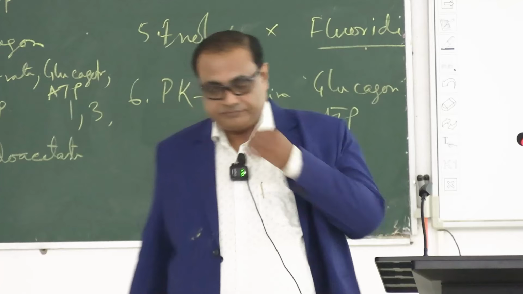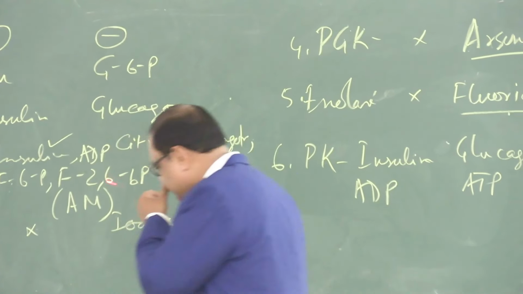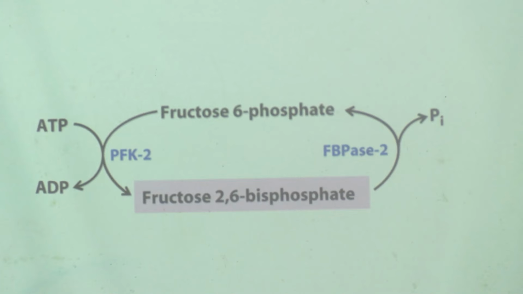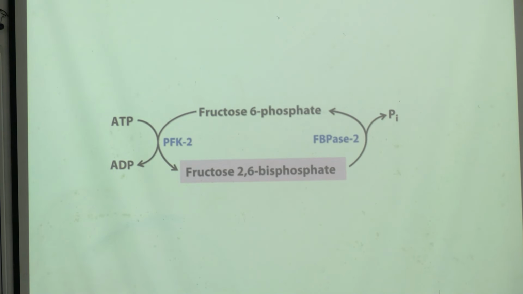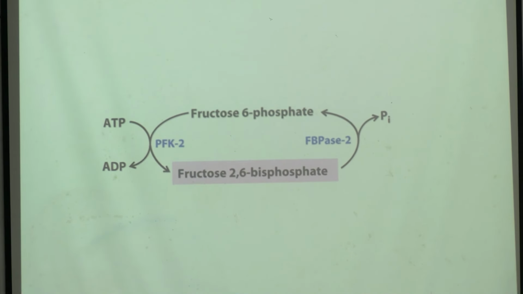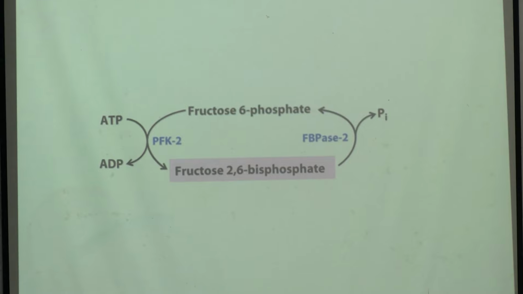Now this one. This fructose 2,6-bisphosphate is called an allosteric modulator for PFK1. The fructose 2,6-bisphosphate is synthesized by PFK2. It acts on fructose 6-phosphate and produces fructose 2,6-bisphosphate, not 1,6, 2,6-bisphosphate. Fructose 2,6-bisphosphate is then again brought back to fructose 6-phosphate by fructose 2,6-bisphosphatase.